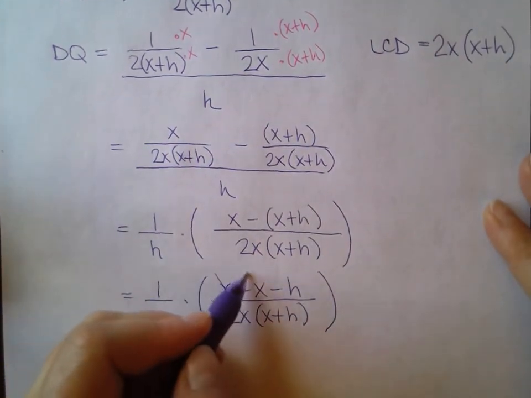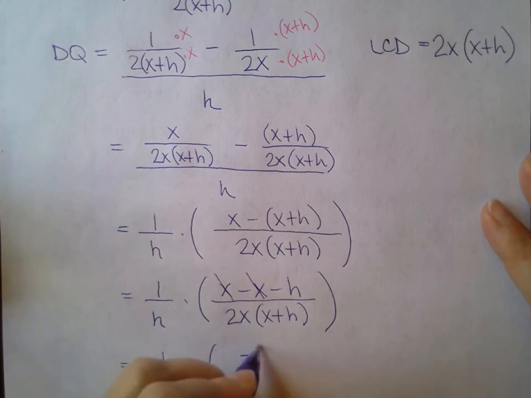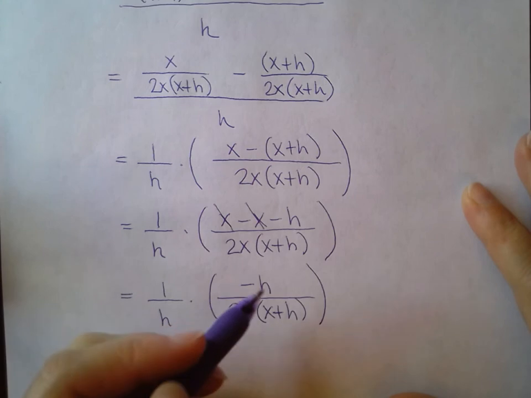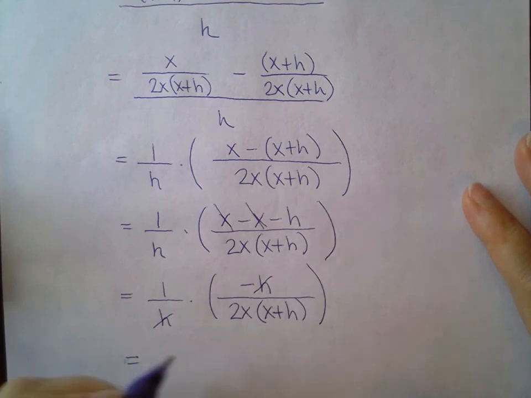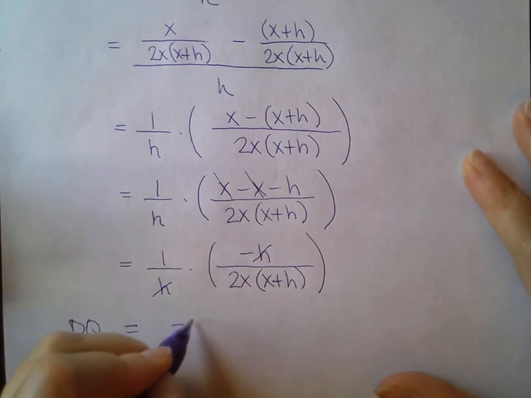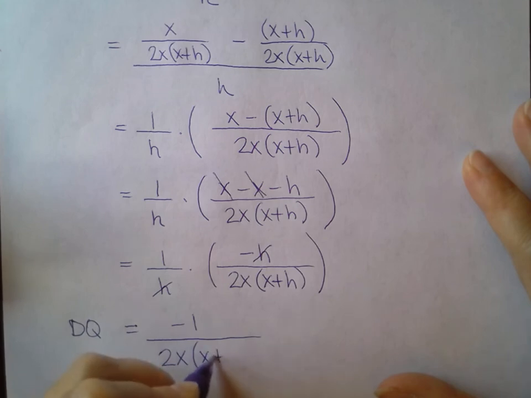X minus x, they're going to add to 0. So I get 1 over h times negative h over 2x times x plus h. And I can cancel out the h because I'm dividing by h. 1 in the top and 1 in the bottom. 1 for 1. So I end up with my difference quotient being negative 1 over 2x times x plus h.